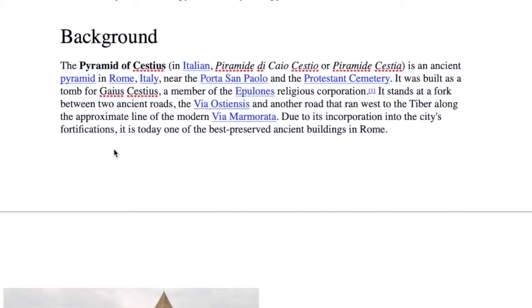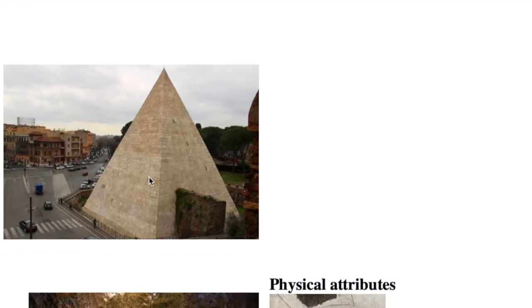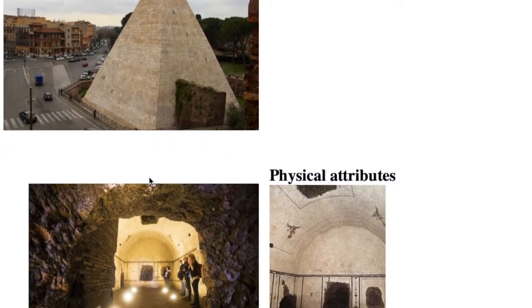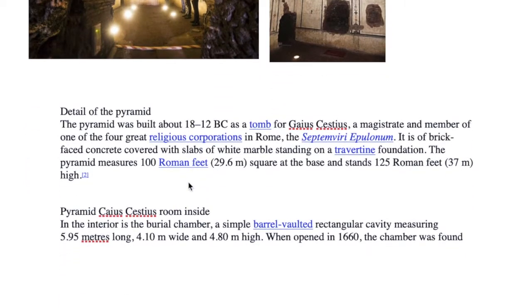So, our background for this is that we are creating a pyramid along the lines of the pyramid of Cestius. Gaius Cestius was a member of the Apollonius Religious Corporation, and this pyramid was built as a tomb for Gaius Cestius. Here is the tomb of Gaius Cestius, this pyramid, and it's still in Rome to this day. It's over 2,000, probably 30 years old. This is his burial chamber over here. Essentially, this pyramid was 100 feet at its base and stands 125 feet tall in Roman feet.